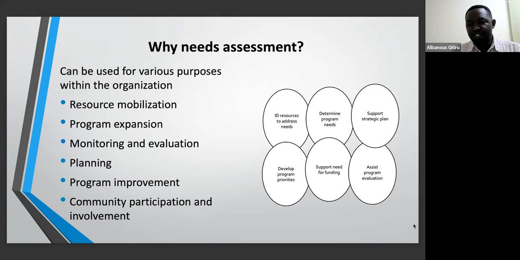So program evaluation, funding, program priorities, program needs, developing a strategic plan for the organization, and understanding resources and how to address the needs, all that are intertwined, and we are able to get a command of all this by understanding and having a very nice needs assessment process. The next slide.